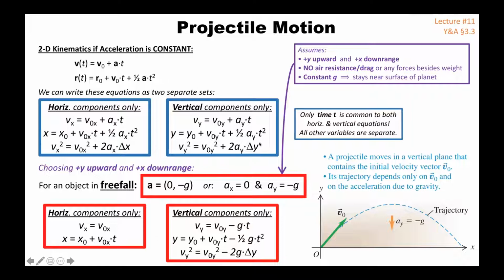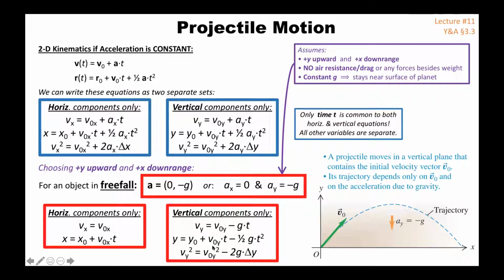In the vertical direction, we have an object that is accelerating, and it's undergoing a constant acceleration of negative g at all times. So if we plug in negative g for all of these a sub y's, all three of these equations look pretty much the same. The only difference is that now we've plugged in negative g for all of the accelerations.